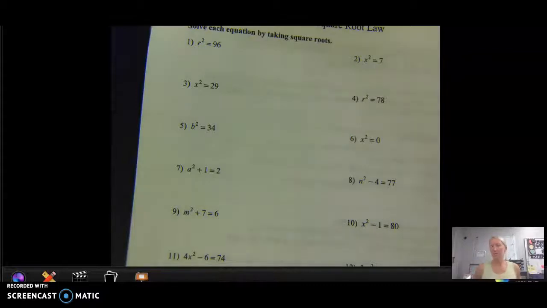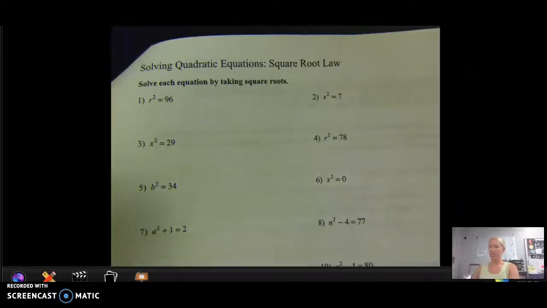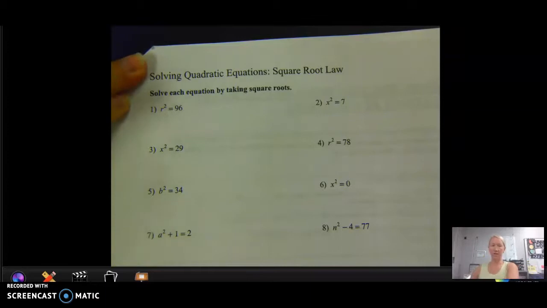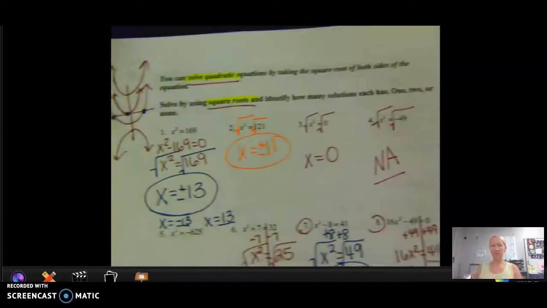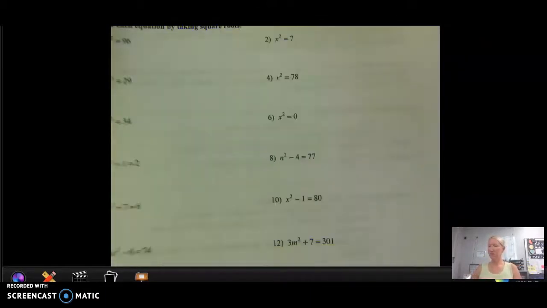I am just going to go over a couple more examples on solving by the square root method. The page that I'm on right now says solving quadratic equations, square root law. The page before it was the page that we just took the notes on. So I'm just going to do a couple of the even questions.